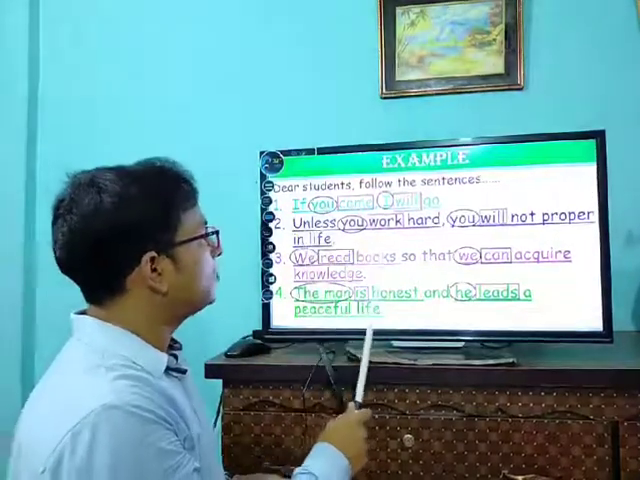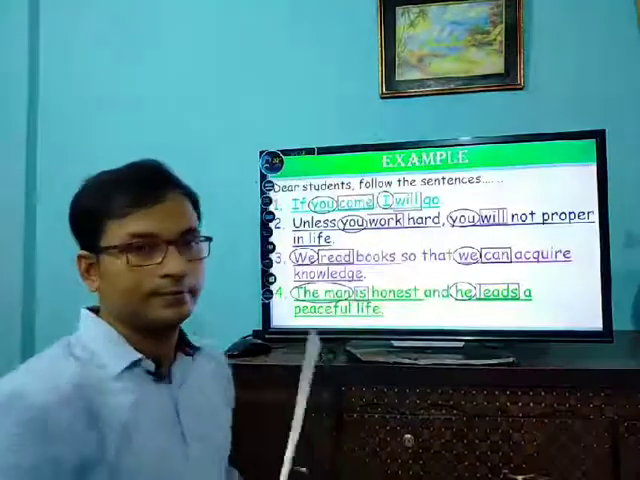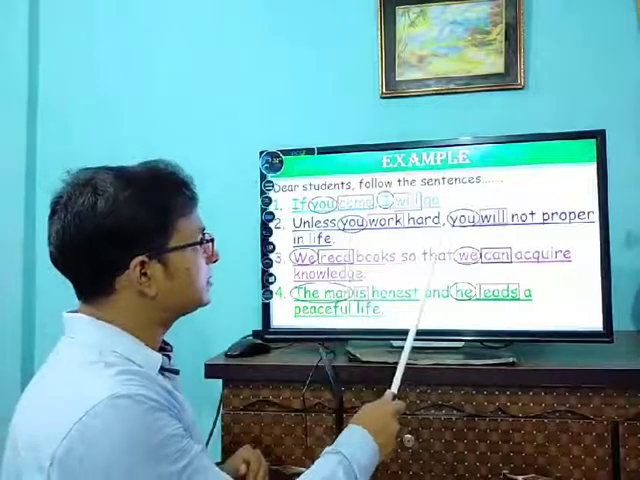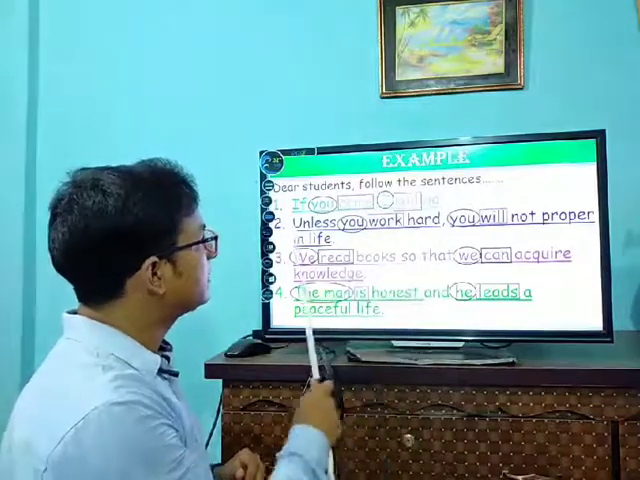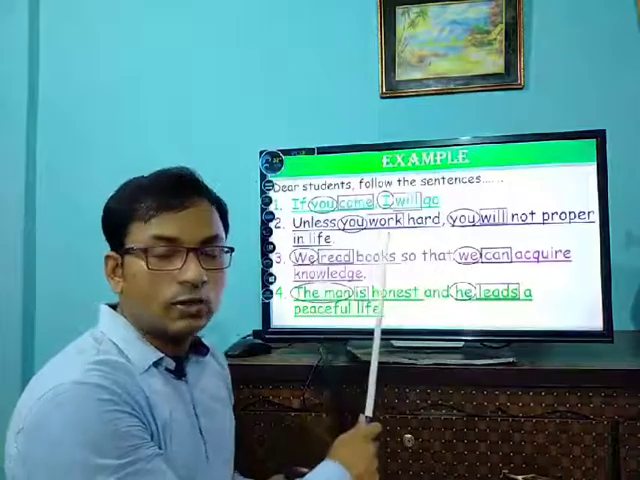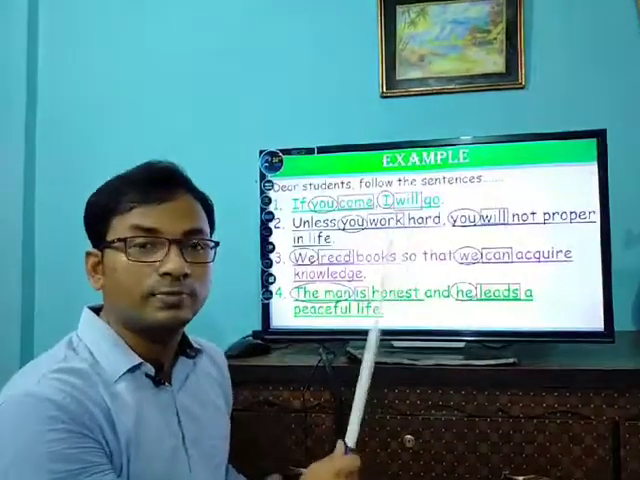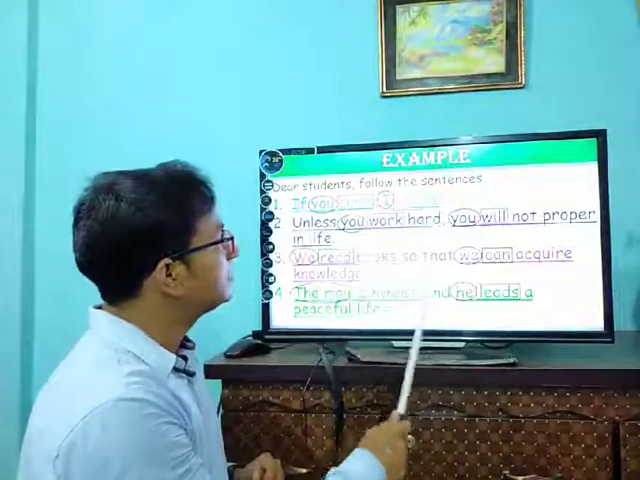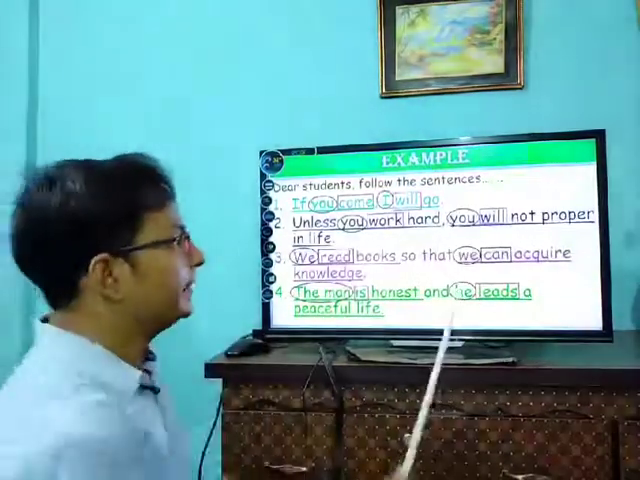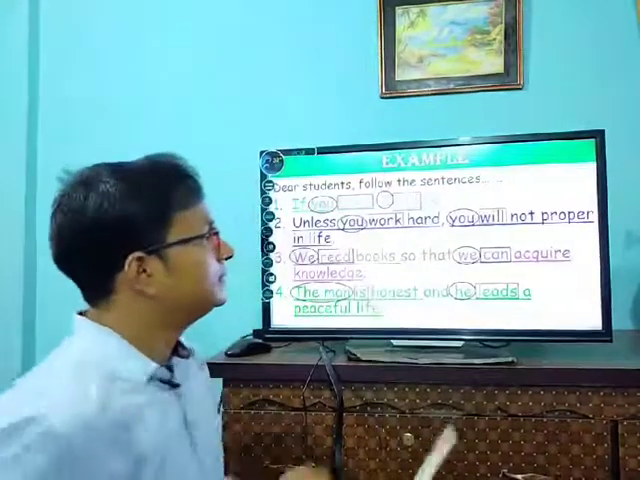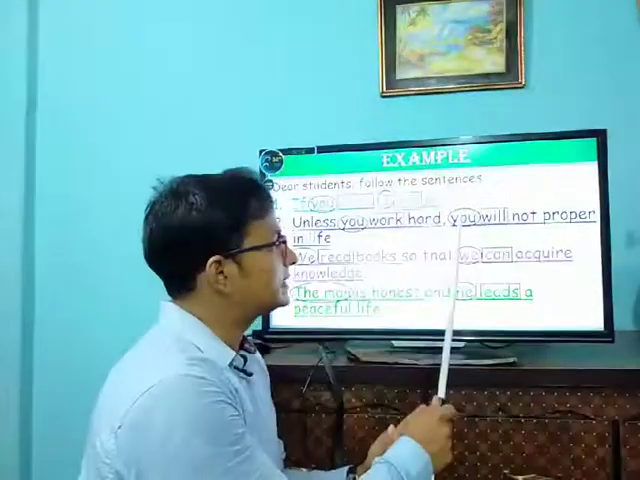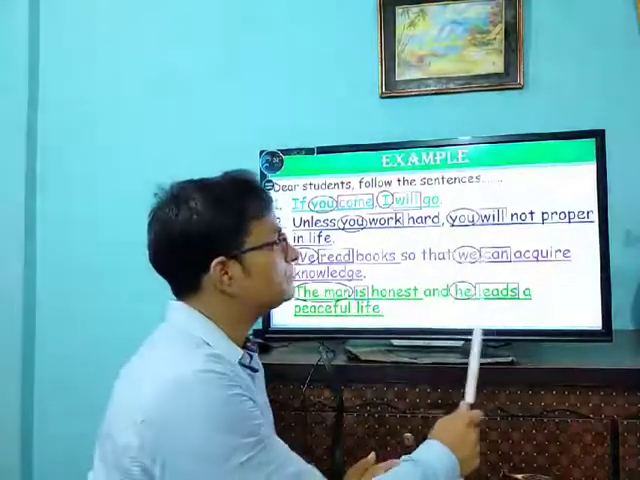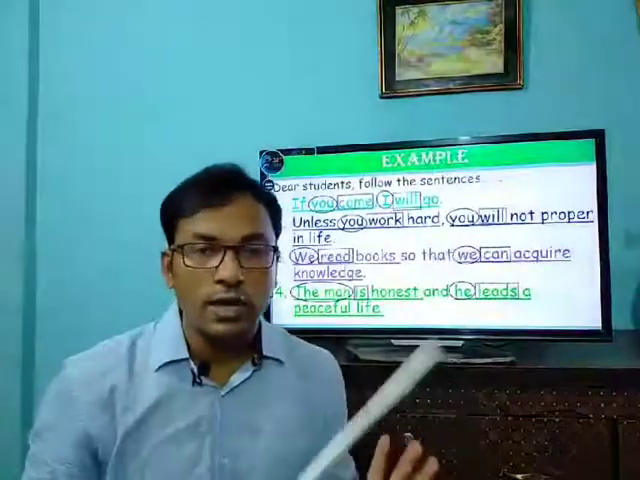Next one, unless you work hard, you will not prosper in life. In this sentence, we also find a subject in this part. This part of the sentence is a clause. Why is this part called a clause? Because there is a subject and a finite verb. That is why this part of the sentence is called a clause. Next, you will not prosper in life. In this part, there is also a subject and a finite verb. So this part of the sentence is also a clause.